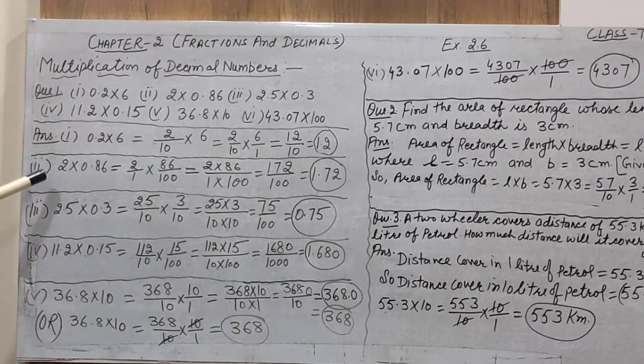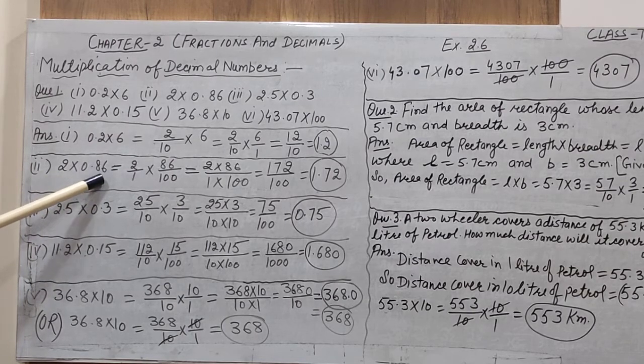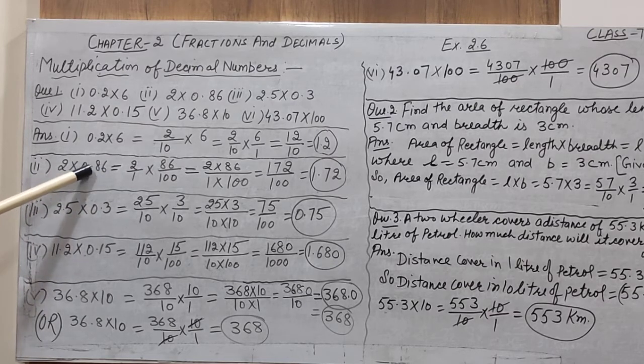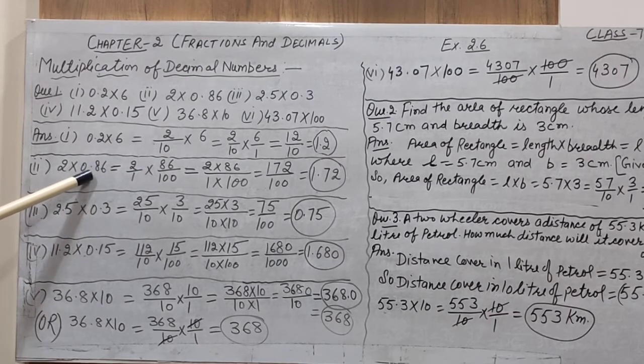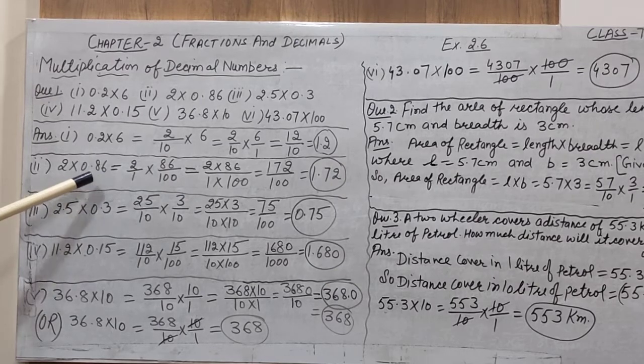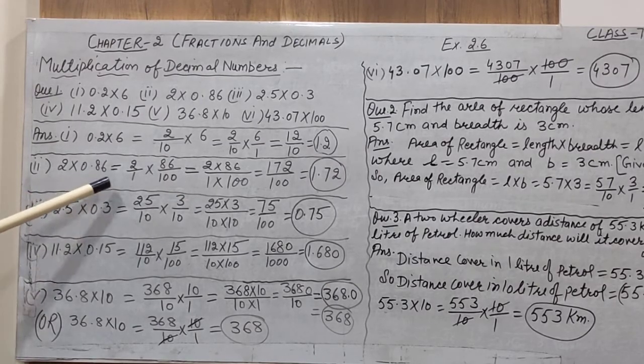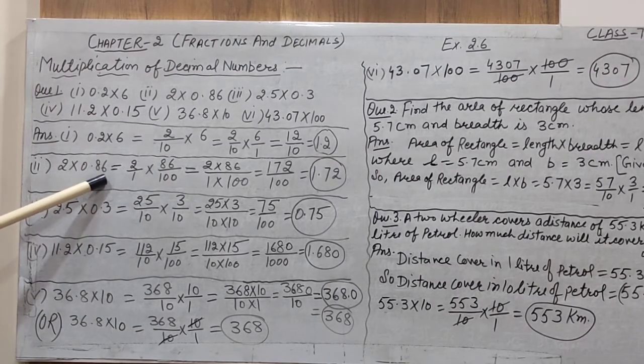In a similar way, the next question is 2 multiplied with 0.86. Now 2 is a whole number and 0.86 is a decimal number. We have to write the 0 in front of the decimal just to highlight the decimal. This 0 does not affect the value of 0.86.